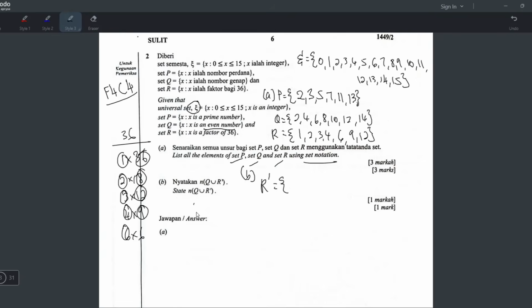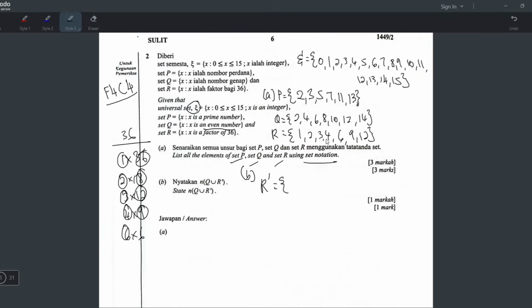Okay, one more thing I want to mention. If let's say the complement is outside the bracket like this, that means you have to do union dulu, baru complement. But in this case, the complement is not outside the bracket, it's inside the bracket and it's only for R. That is why you will only do R complement. Means you do complement dulu, baru buat union. Okay, what is R complement?